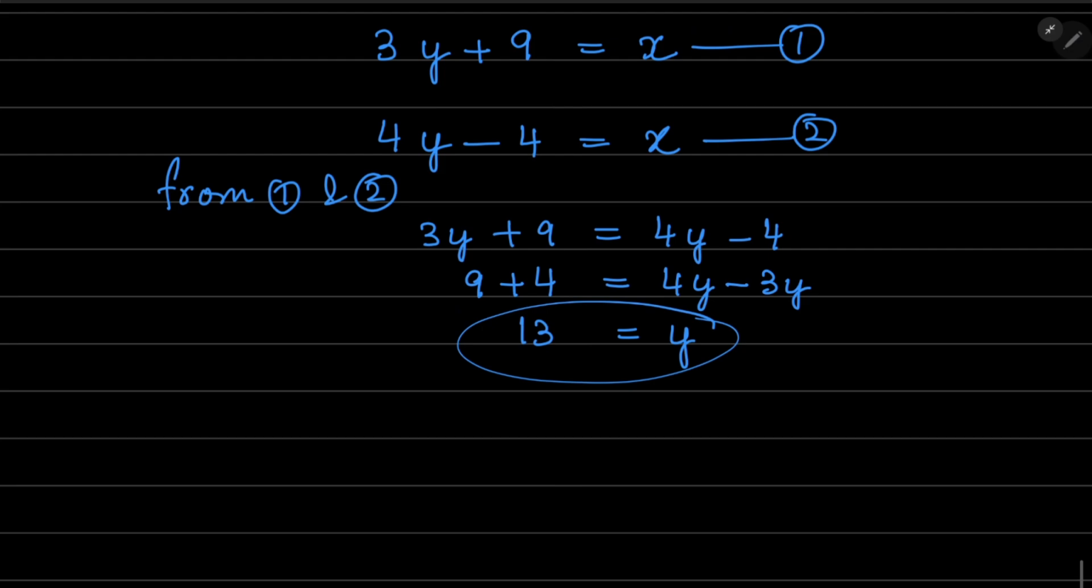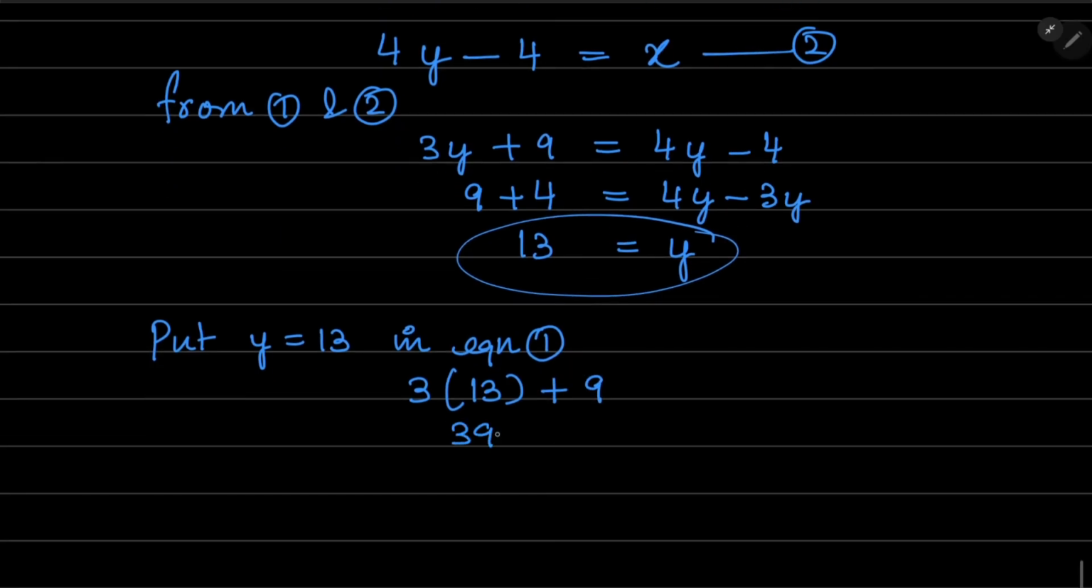Let's put it in any one of the equations. So you can write, put y equal to 13 in equation 1. So what do you get? 3 into y, which is 13, plus 9. 39 plus 9 will be equal to 48. So this is your x.